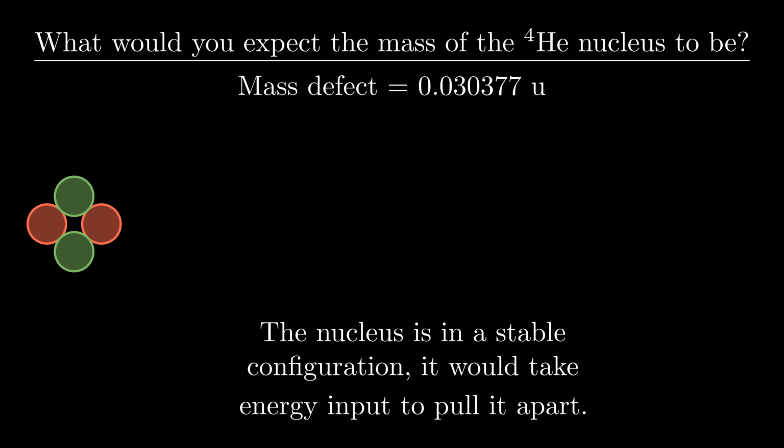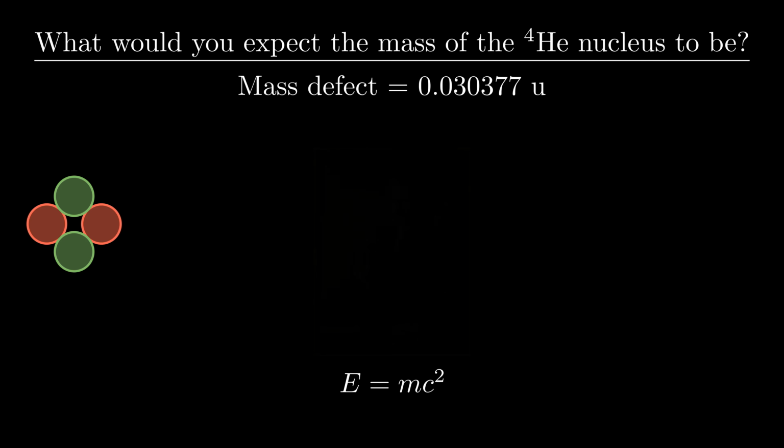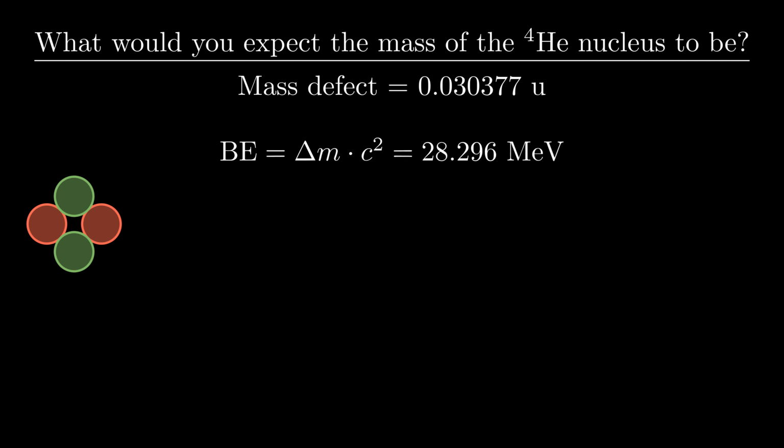Once again, Einstein makes an appearance to explain things away. This missing mass is just the difference in energy between the 4 nucleons when they're out on their own, and the 4 nucleons when they're bound together in the nucleus, which is a more stable and lower energy configuration for them. If we plug in our mass defect, we see that the binding energy of the helium-4 nucleus is just over 28 MeV. So because the nucleons are pulling on each other through the strong force, it would take a little more than 28 MeV of energy from us to separate them.